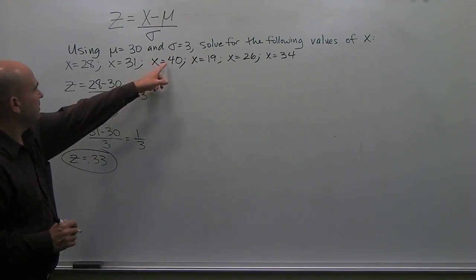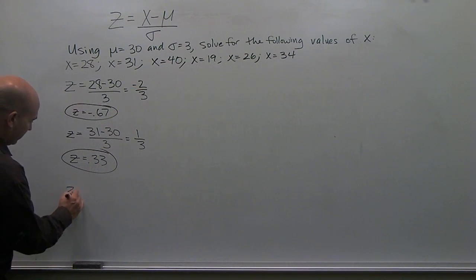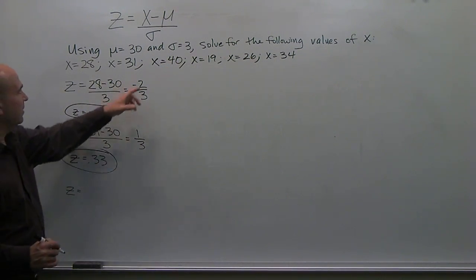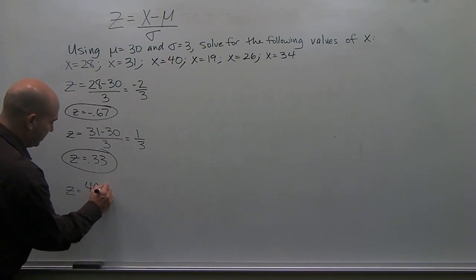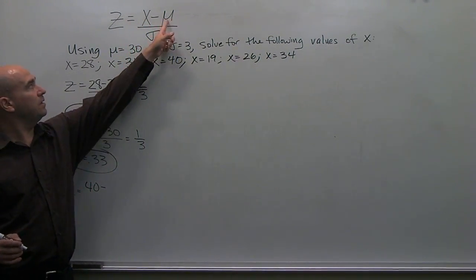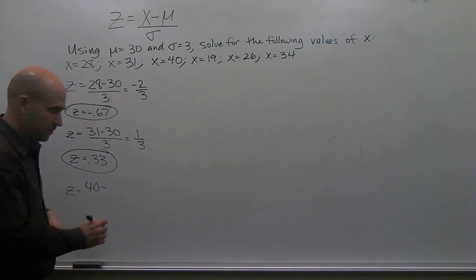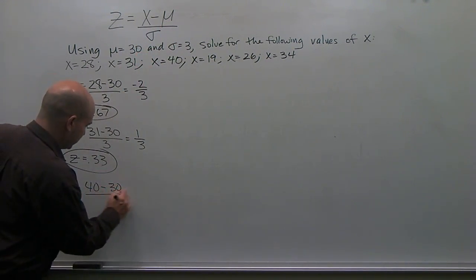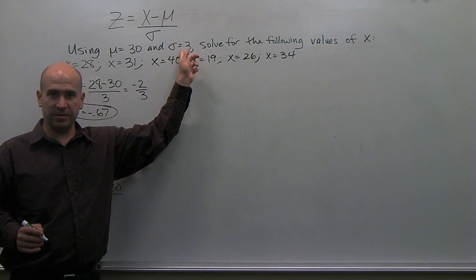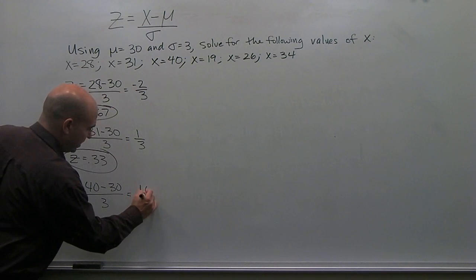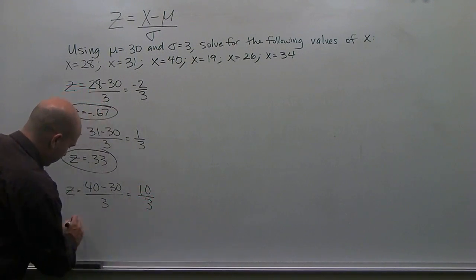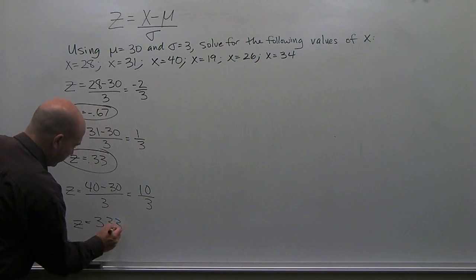Okay, our next one, an x of 40. Let's do this one together here. We're going to plug in an x of 40 there, so z equals 40 minus our mean of 30 divided by our standard deviation of 3. And this is equal to 10 over 3, or z equals 3.33.